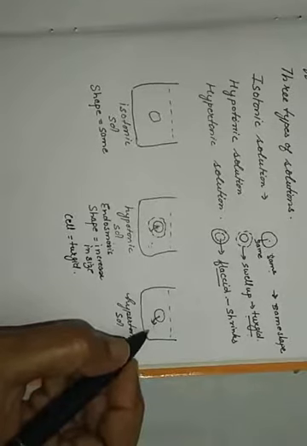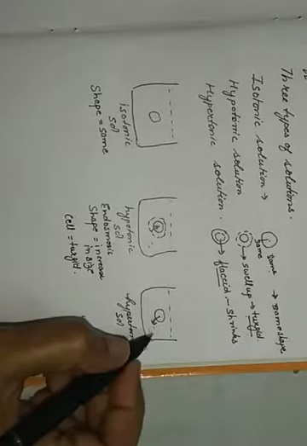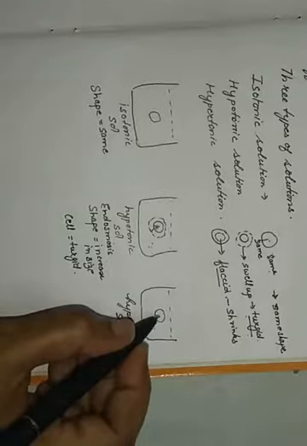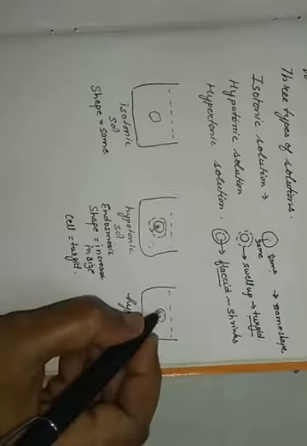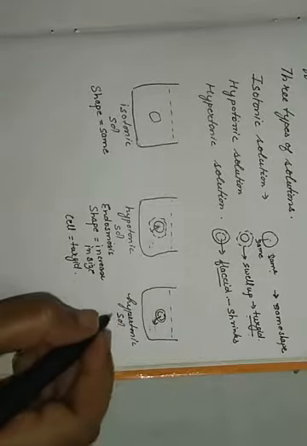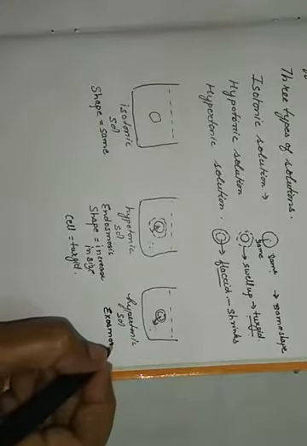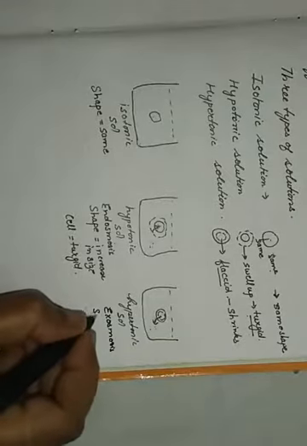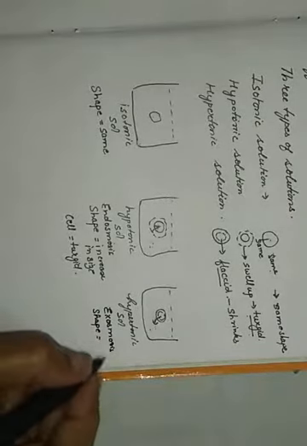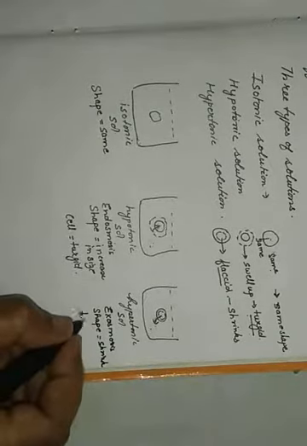Okay. Now, if we put the cell in the hypertonic solution, please recollect what it is. The concentrated solution is outside. That means water molecules outside are fewer and inside the cell they are more. So the water molecules will move from the cell to the outside. As it is losing water, the cell will shrink. It will be exosmosis that is taking place, and we say that the cell has become flaccid.